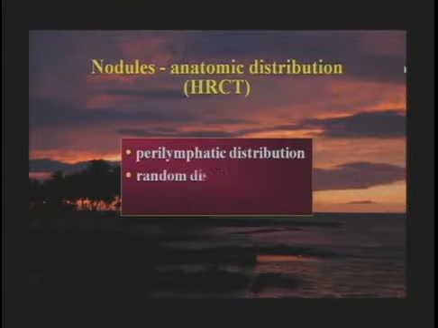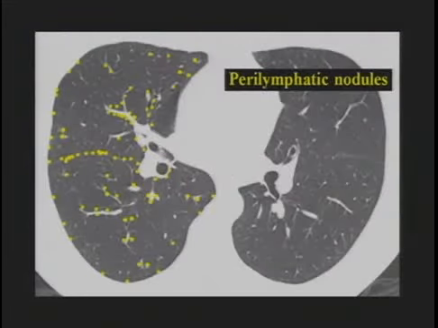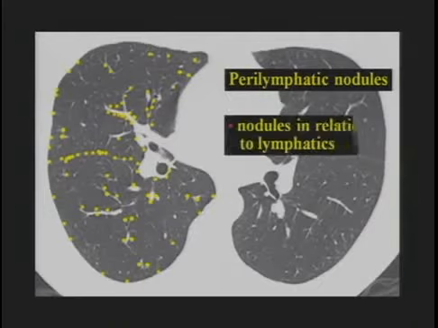Okay, diffuse lung nodules. Now, when we see nodules as the predominant abnormality on CT, we can characterize the nodules into one of three specific patterns, and that helps with differential diagnosis. And the three patterns are perilymphatic, random, and centrilobular. This is the appearance of a perilymphatic distribution of nodules, and with this pattern, nodules occur in relation to lymphatics.